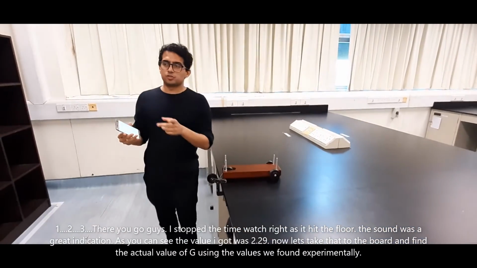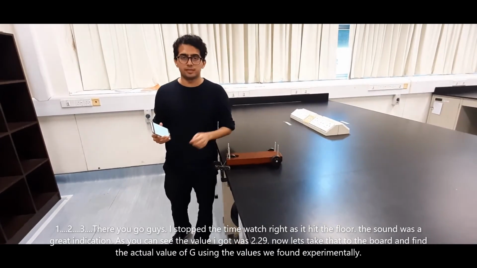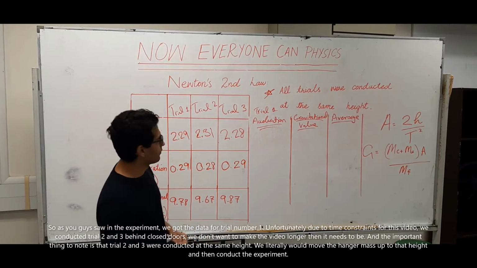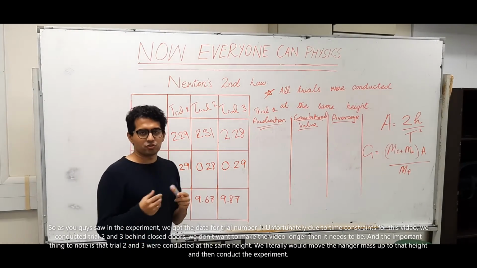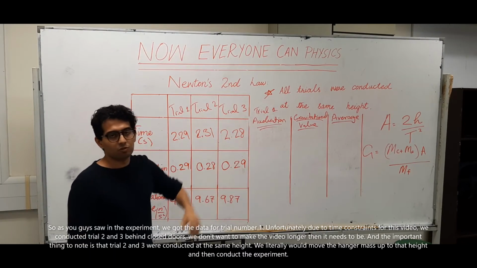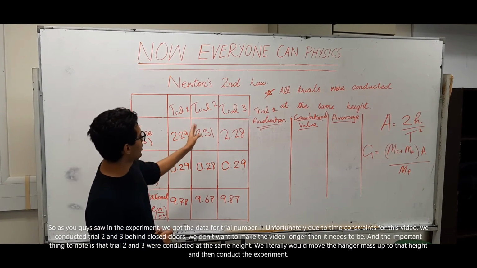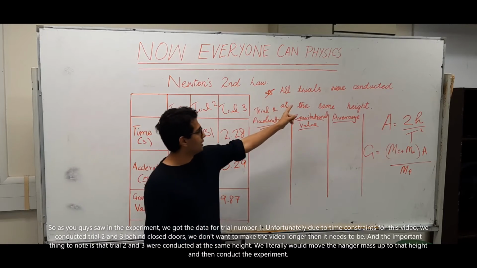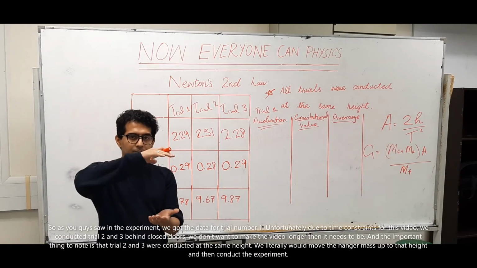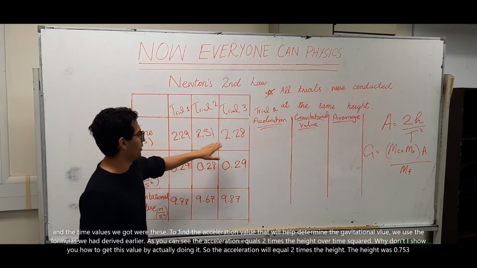Now let's take that to the board and let's find the actual value of g using the values that we found experimentally. As you guys saw in the experiment, we got the data for our trial number 1. Unfortunately, because of time constraint for this video, we conducted trial number 2 and trial number 3 behind closed doors. We don't want to make the video longer than it has to be. The important thing to note about trial number 2 and 3 is that we conducted them at the same height. So we literally would move the hanger mass up to that height and then conduct the experiment. And the time values that we got were these.